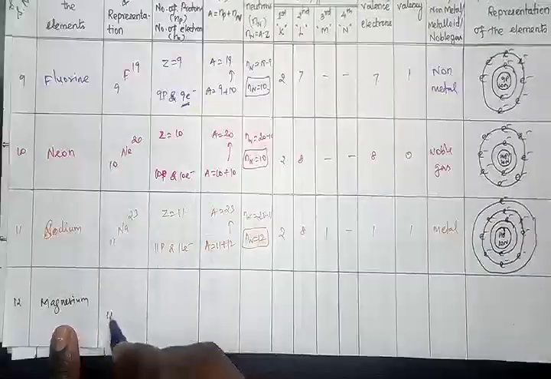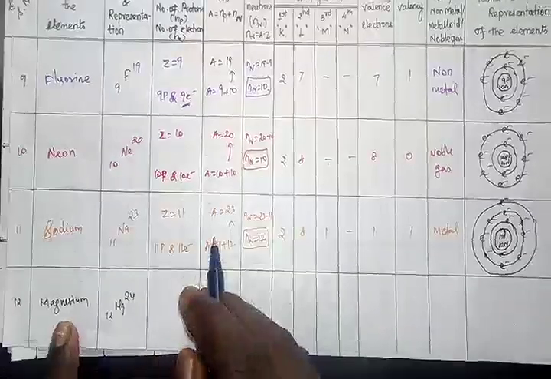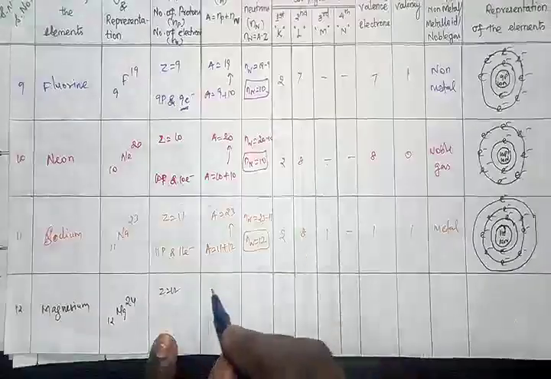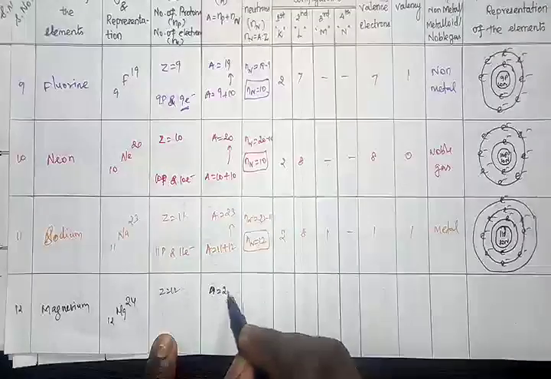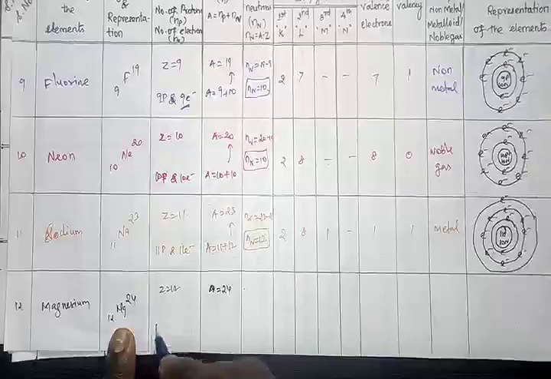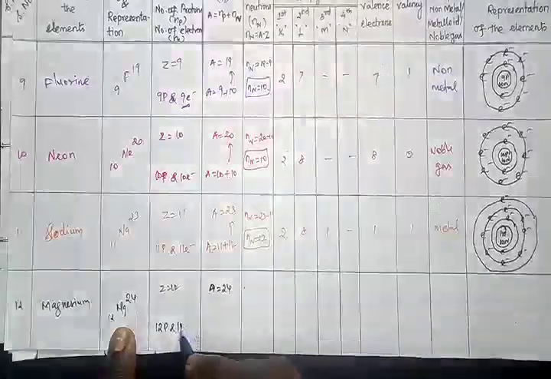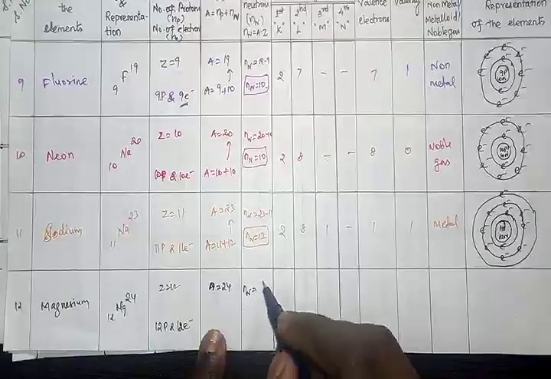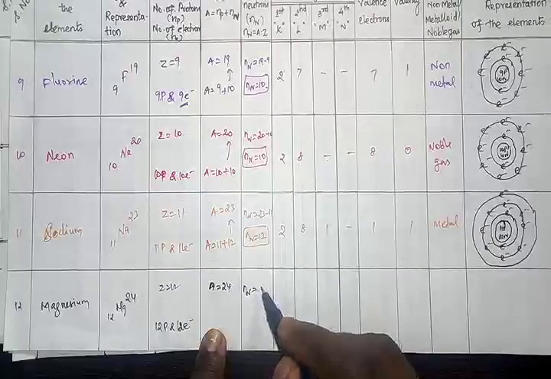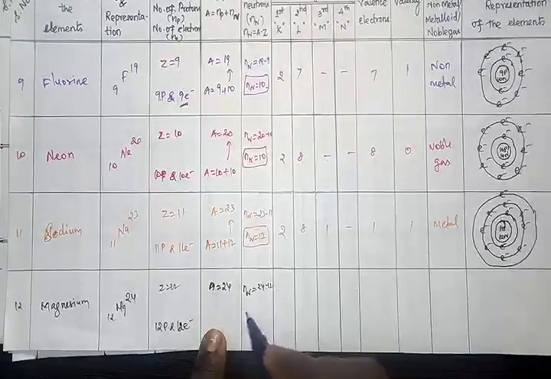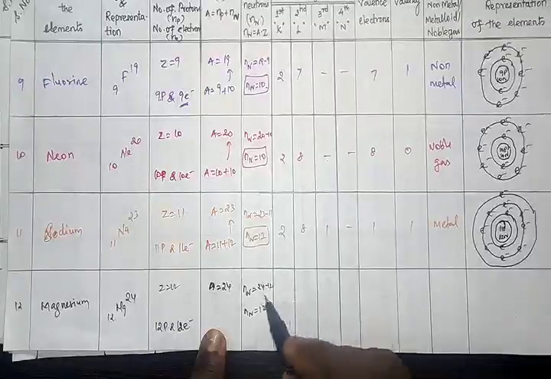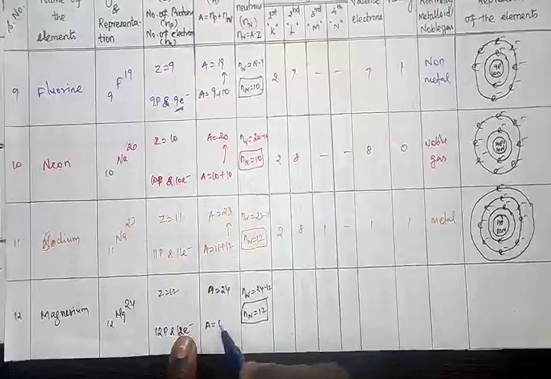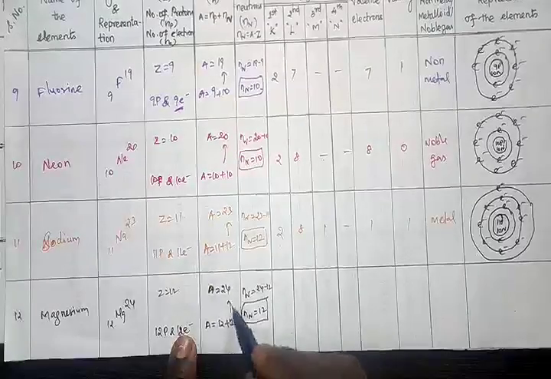right? Magnesium-24. So the atomic number is 12, right? The mass number A is 24. So that means it consists of 12 protons and 12 electrons. The number of neutrons, if you calculate, is 24 minus 12. So the number of neutrons is 12, right? So the mass number is 12 plus 12, 24.